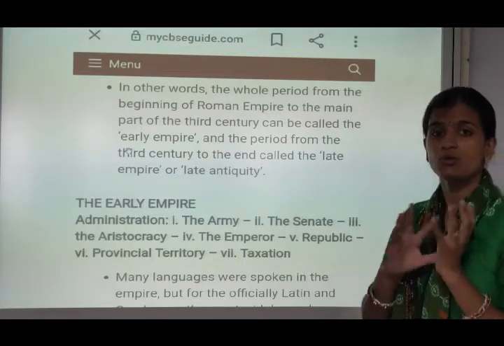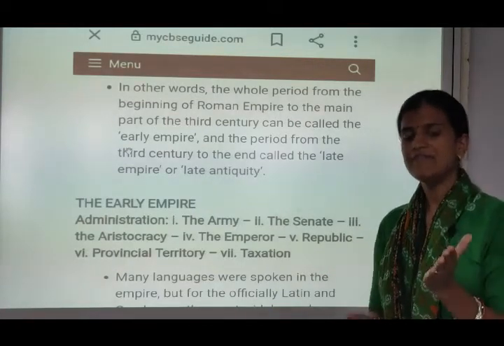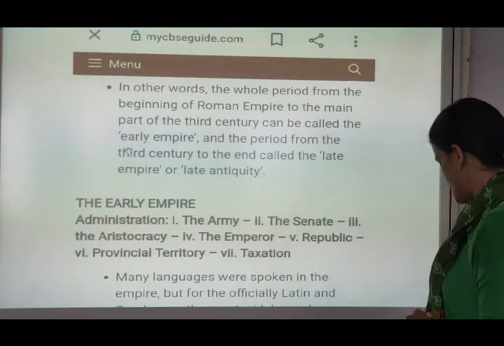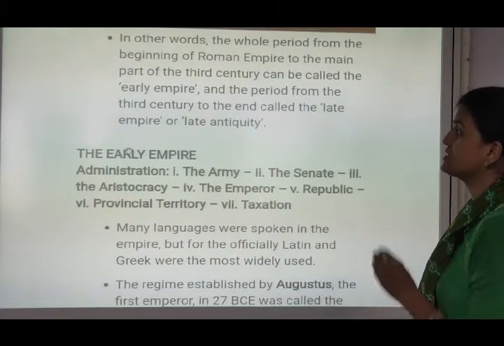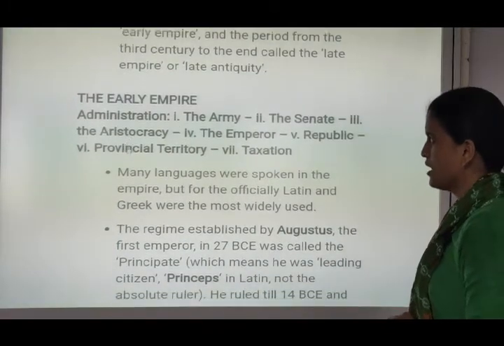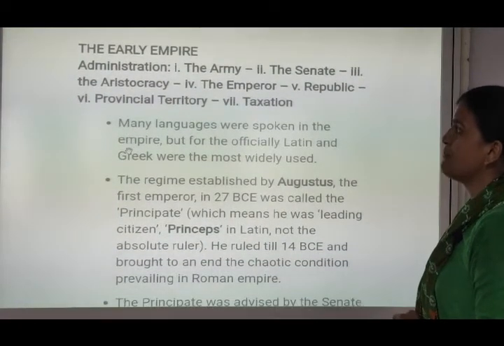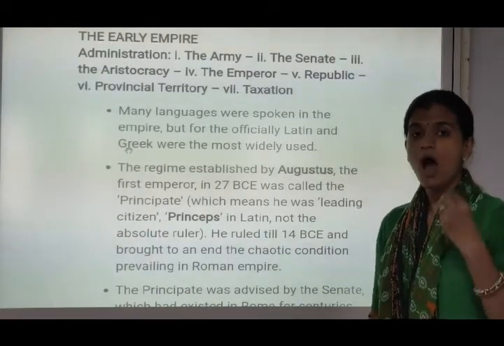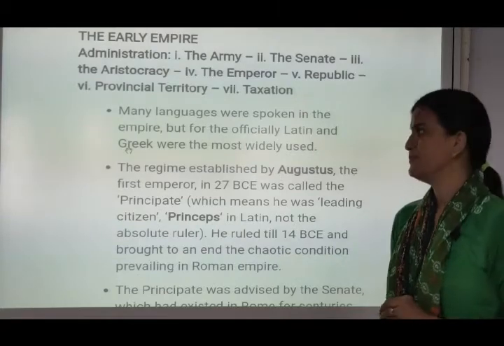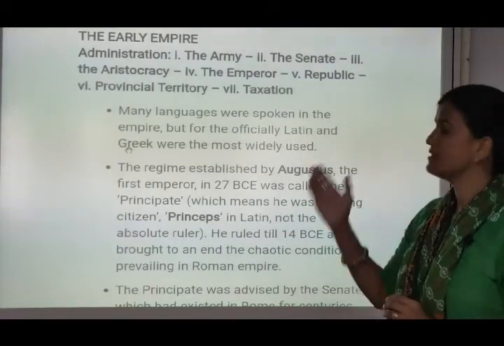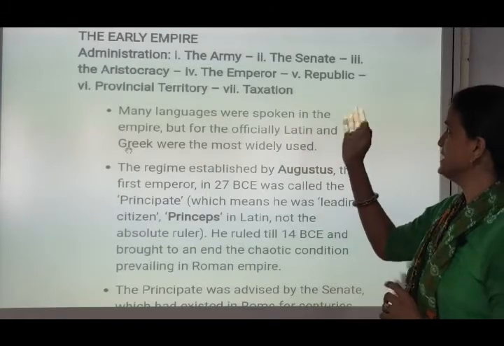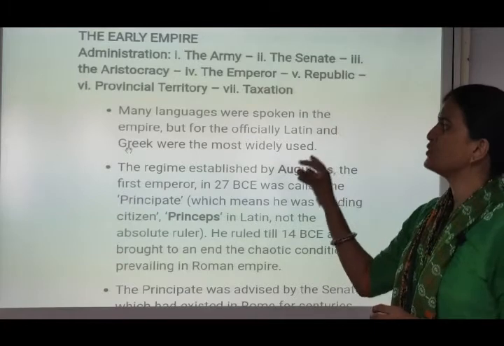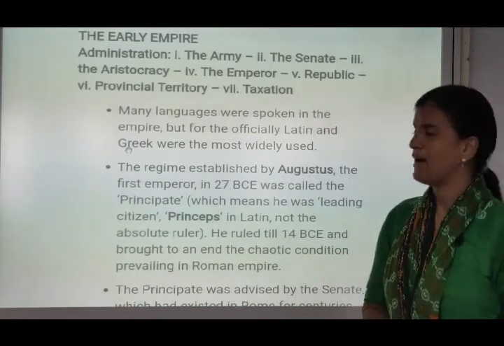Now we saw that there are two phases of the Roman Empire, the early phase and the late phase. So we will study the early empire. What was the early empire? What were the features of the early empire? In the early empire we are going to study one by one how the administration worked, how people were governed, how the country was ruled. Secondly, we will see the army, the Senate, the aristocracy, the emperor, republic, provincial territory and taxation. All these points we are going to study one by one.